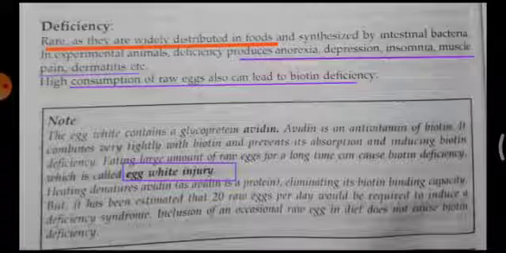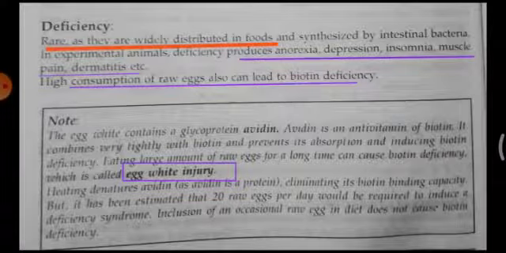Cooking denatures avidin, as avidin is a protein, eliminating its biotin binding capacity. But it has been estimated that 20 raw eggs per day would be required to induce a deficiency syndrome. Hence, this is a very rare case since no one will eat 20 raw eggs in a day. Inclusion of an occasional raw egg in the diet does not cause biotin deficiency. So one or two eggs is no problem, but eating raw eggs in large quantity can cause biotin deficiency.